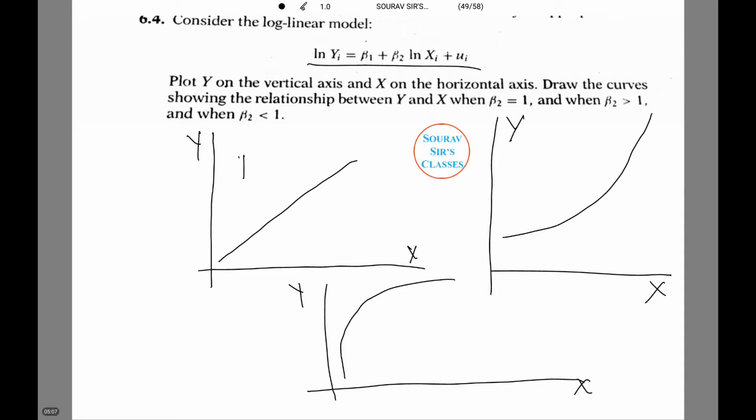In the first case, when beta 2 is equals to 1, it is a relatively standard, positively sloped line. The second figure, beta 2 is greater than 1, it is an increasing curve with an increasing slope. For the third one, beta 2 is less than 1. Let's see the next question.